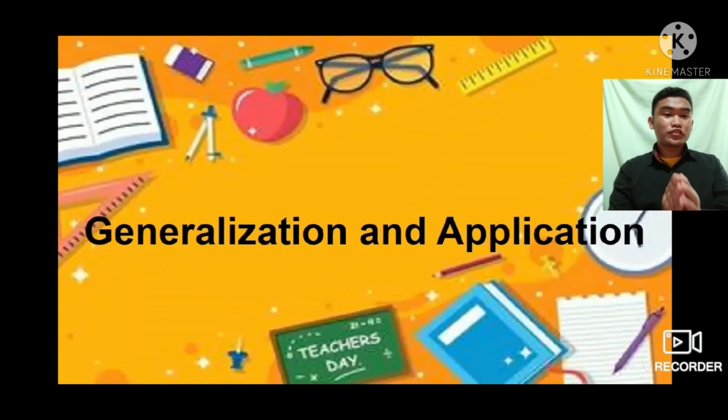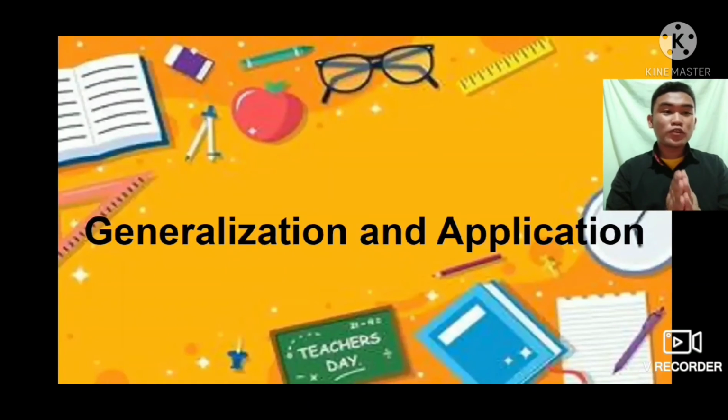Now we proceed to the generalization and application. So again, as a recap, class: the simple past indicates that the sentence or the action has already happened or is finished. Simple present tells us that the action or the situation is still happening or still occurring.